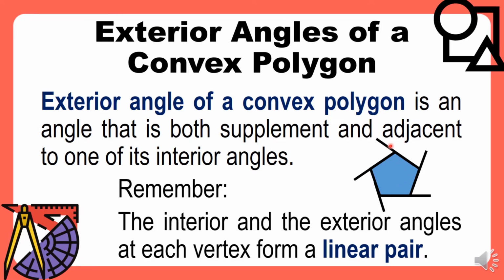Muli, ang exterior angle ng isang polygon ay nabubuo kung i-extend natin ang isang side nito. Ito ay ka-linear pair, supplement at adjacent ng ating interior angle o dalawang angles na magkatabi at may total na 180 degrees kapag pinagsama. Ito ang example ng mga interior at exterior angles na linear pair sa isa't isa.